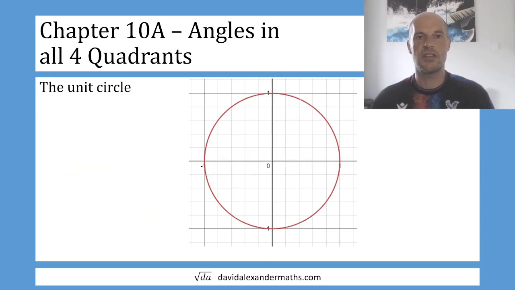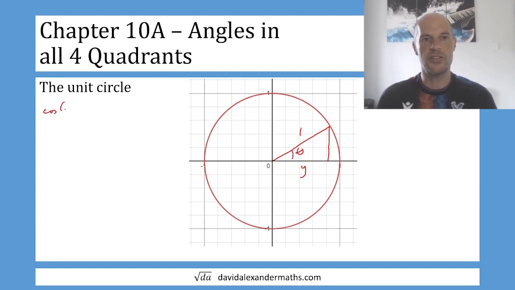So let's take a look at the unit circle for cos. So again, here is my triangle. This is theta, radius 1. If I call this y, then I can say that the cos of theta is y over 1. So the cos of theta is y. So the width of the triangle is the cos of theta.